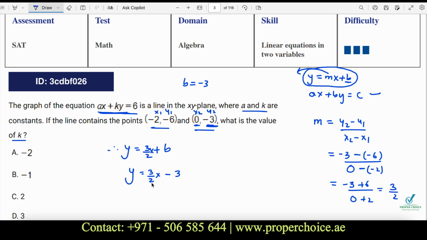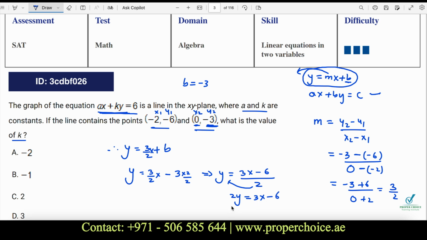You can see that 2 is the denominator. You can rearrange the terms. How do we do that? You can make the common denominator first by multiplying and dividing this term by 2. Then this turns out to be y equals (3x minus 6) divided by 2. Then take this 2 to the other side, so 2y equals 3x minus 6.